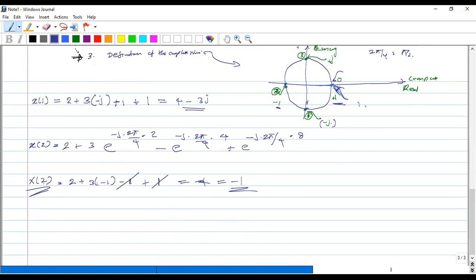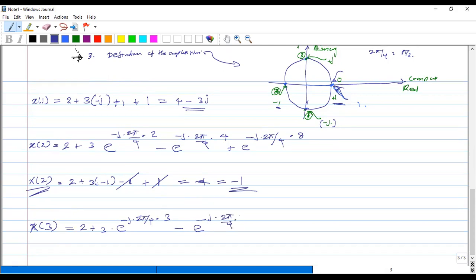Likewise, you can calculate x3. You can calculate x4. No, sorry, x3 will not be 0. I'm sorry, x3 will not be 0. You have to calculate this capital X3. So you have 2 plus 3 e to the power minus j2π/4. Here 3 into 1, you will get 3, minus e to the power minus j2π/4.